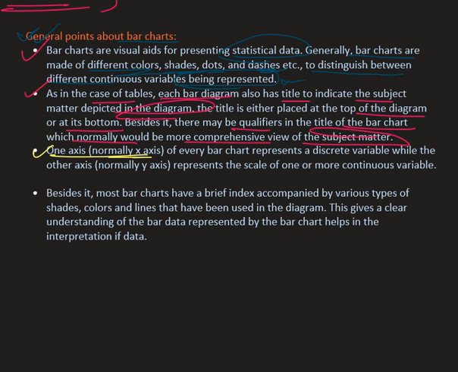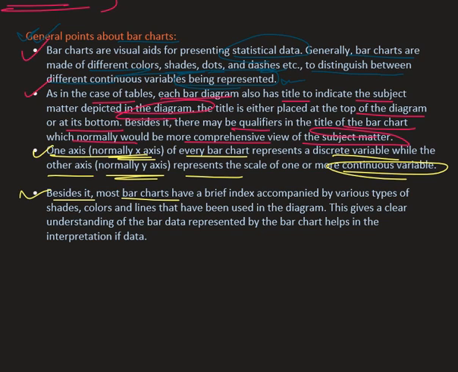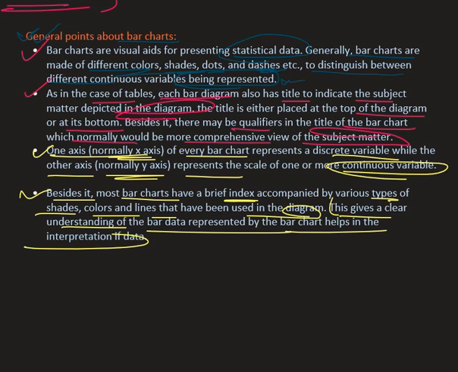One axis, normally the x-axis of every bar chart, represents a discrete variable, while the other axis, normally the y-axis, represents the scale of one or more continuous variables. Besides it, most bar charts have a brief index accompanied by the various types of shades, colors, and lines that have been used in the diagram. This gives a clear understanding of the data represented by the bar chart and helps in the interpretation of data.